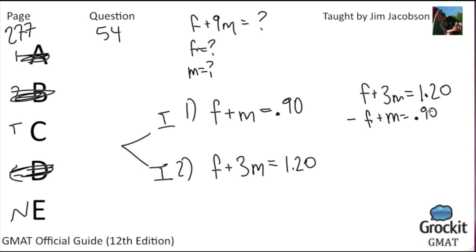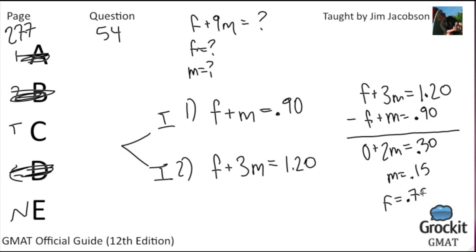I don't know, so I still think it's pretty neat and I use it when I can. And the time to use it is when you can pretty easily see how you can eliminate one variable from your picture by addition or subtraction. By subtracting these two, f minus f, 0 is out of the question. 3m minus 1m equals 2m, and 120 minus 90 equals 30 cents. Therefore, m equals 15 cents. And since f plus m equals 90 cents, we know that f equals 75 cents.